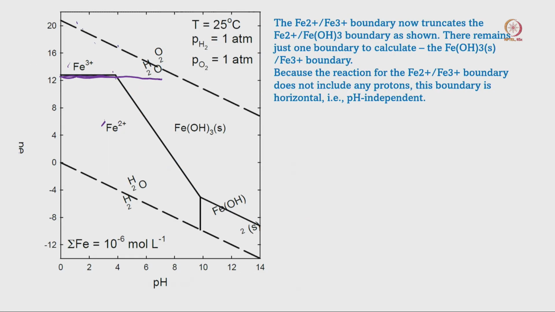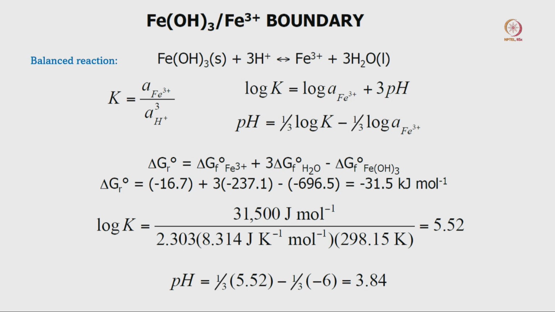Another boundary is required, right. Another boundary between Fe3 plus and FeOH3 plus is required. So, again let us first write the balanced reaction. We go ahead and calculate the equilibrium constant, so that comes to this pH equation. Here we need the log K value. So, we find out the delta GR0, and from that we find the log K value, which comes to 5.52.